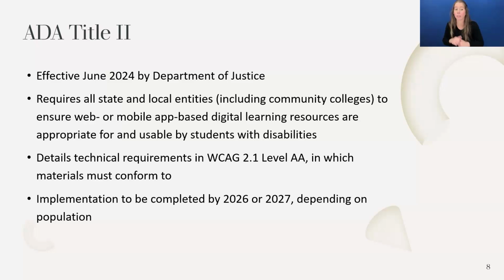The rule requires that any digital learning resource made appropriate for and usable by students with disabilities has to conform to the WCAG 2.1 level AA requirements. The rule also sets a compliance date depending on the population of our entity. It's 2027 for fewer than 50,000 people and 2026 for 50,000 people or more.